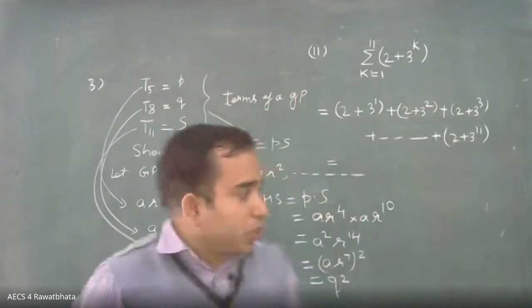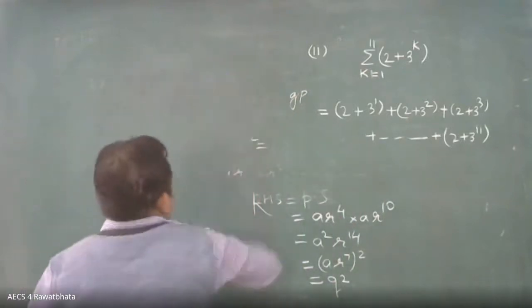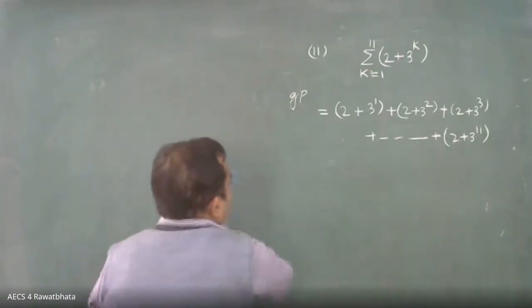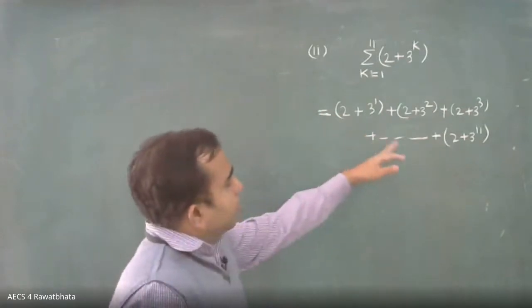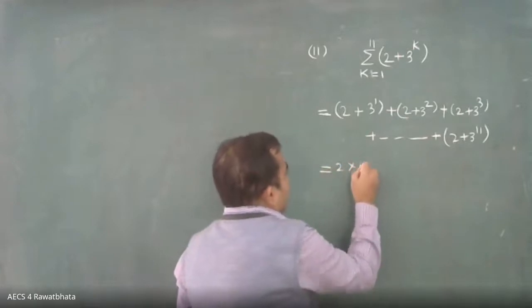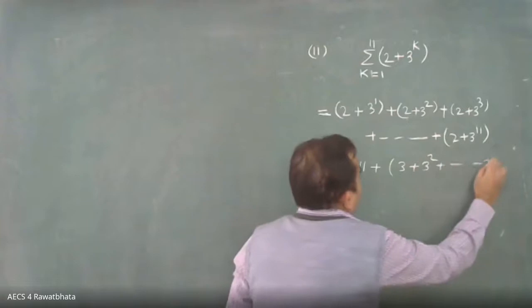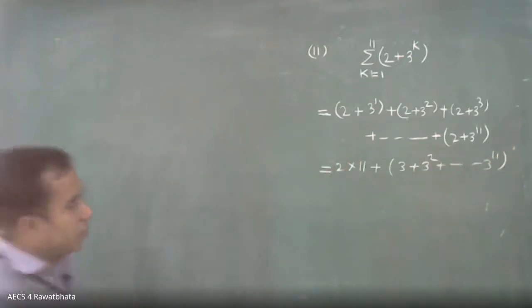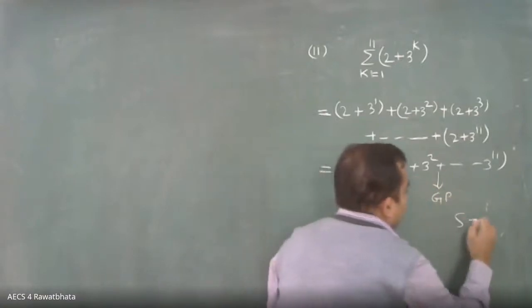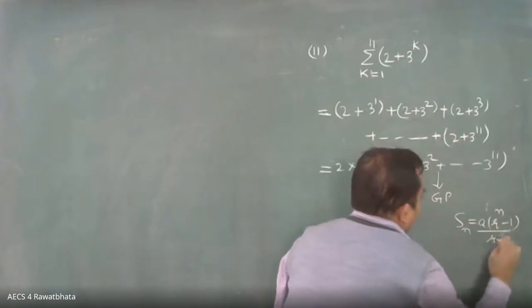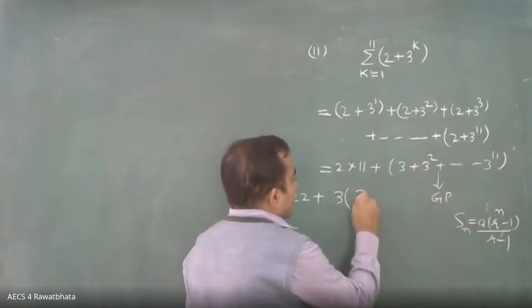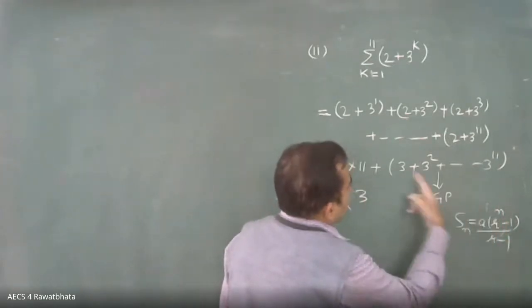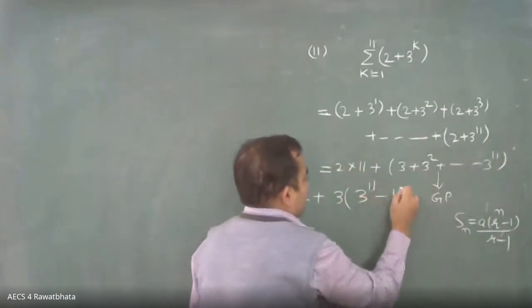You can see that 3 to power 1, 3 square, 3 cube, up to 3 to power 11 means 11 brackets are there, so 11 times 2 also will appear. So 2 into 11, and for this we have a formula. What is the formula, students? This is a GP. For a GP, sum of n terms is given by A r raised to power n minus 1 upon r minus 1. So let us apply. A is 3, R is also 3, 3 square upon 3 ratio. N is how much? How many terms are there? Obviously, 11 terms are there, upon r minus 1.